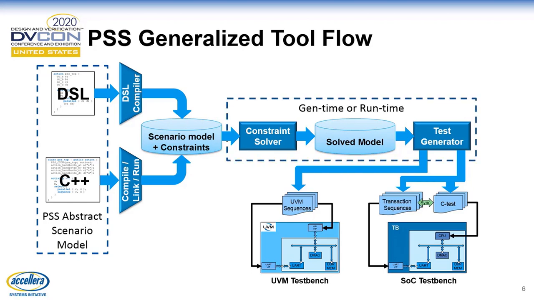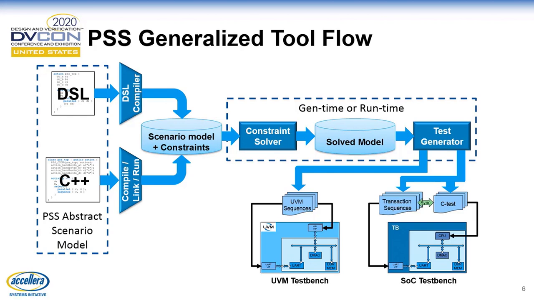And the solving of these constraint equations can be done either at gen time when you're generating the test. Think about it, if there's 1,000 different scenarios, you'll generate 1,000 different C files or 1,000 different directed tests, basically. Each one will do one of those scenarios.